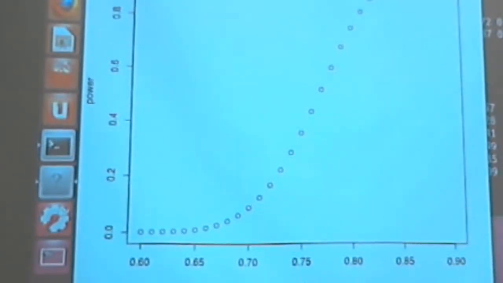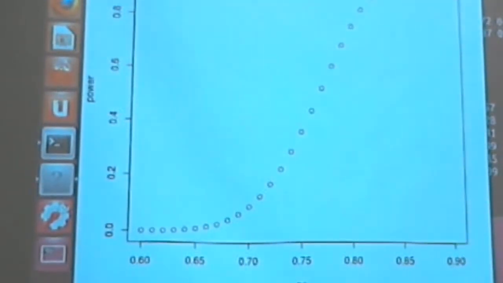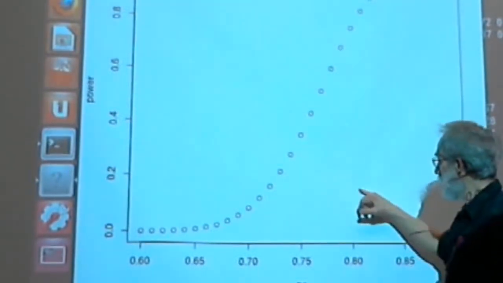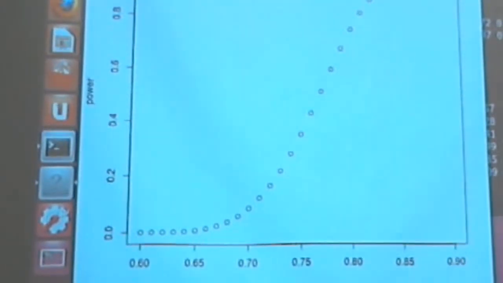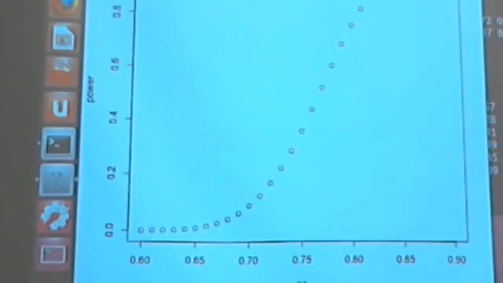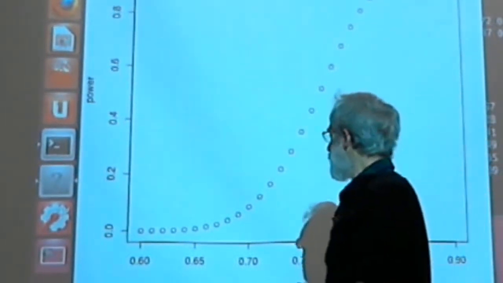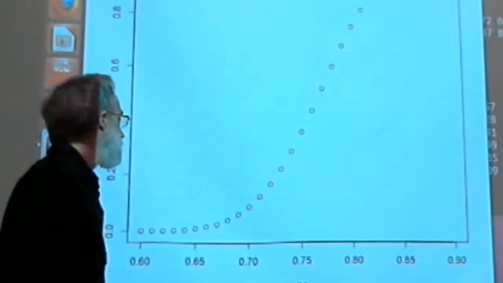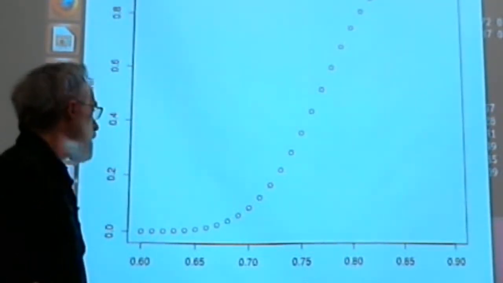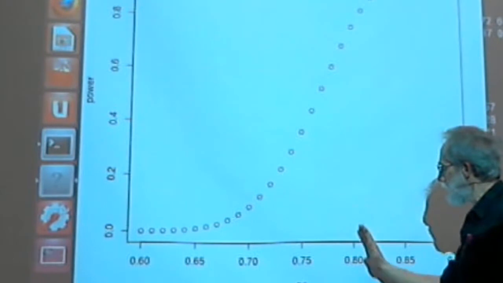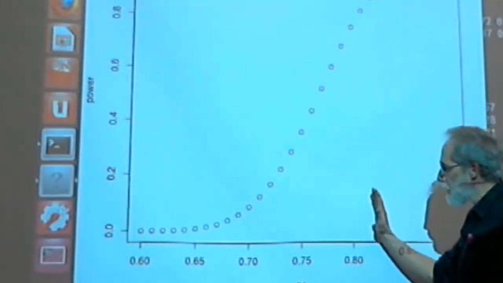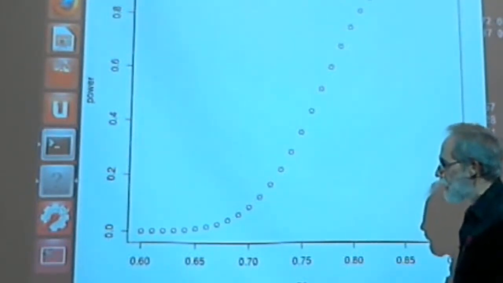It would be horrible to have a test that goes up and comes down. I've seen them. You always want a monotone power. If you want to detect 0.8, 0.9, things like that, you've got a very good chance of detecting it.